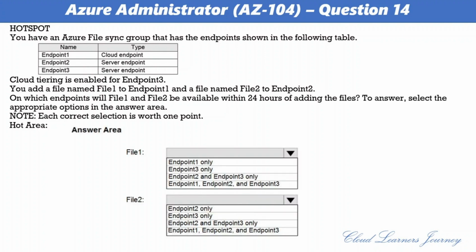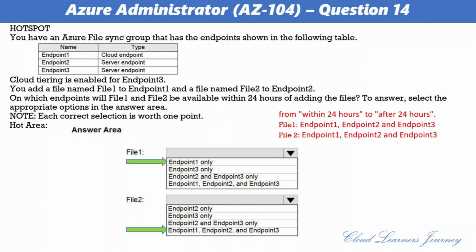We have the answer area, and for file 1, the correct option is endpoint 1 only. It is a cloud endpoint and it is scanned by the detection job every 24 hours. And for file 2, the correct option is endpoint 1, 2, and 3. With the on-premises servers, the file is scanned and synced automatically after it's added. Sometimes they change the questions in the exams from within 24 hours to after 24 hours. Then the answer is for file 1, endpoint 1, 2, and 3, and the same for file 2, endpoint 1, 2, and 3.